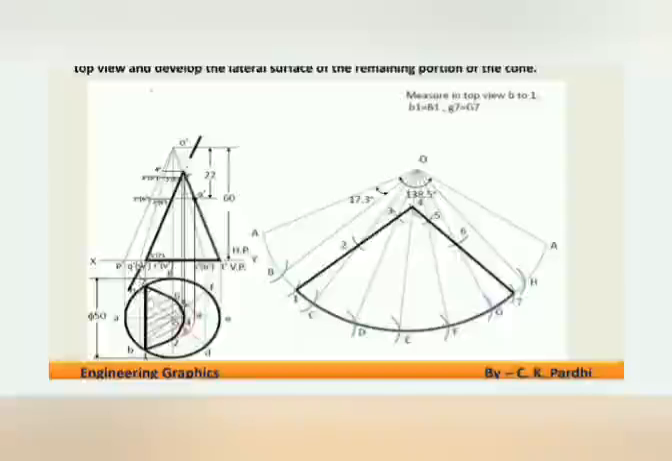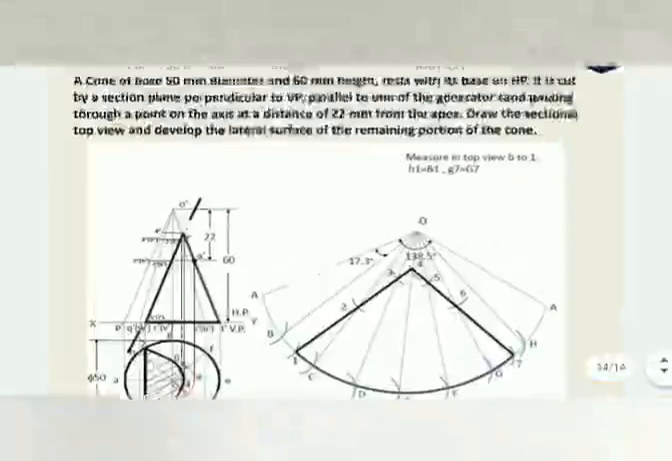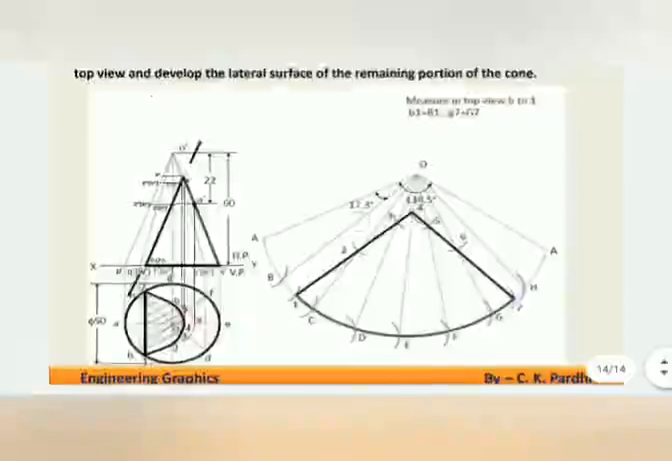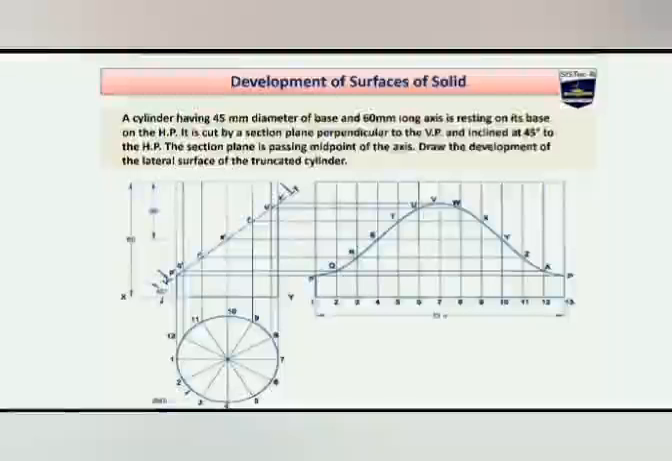and when you draw this you definitely get these points, and you can solve this example by drawing the different number of questions. So this is about the development of surface of solid. Students, development of the cylinder is a rectangle of length equal to circumference of the circle, base circle of cylinder, and height is equal to the axis of the cylinder.